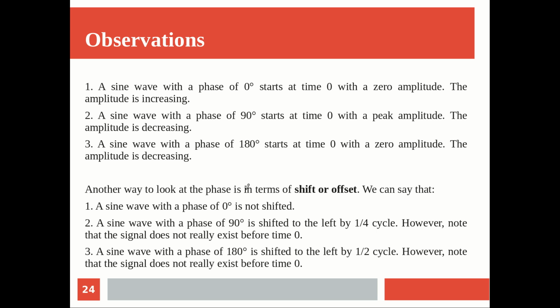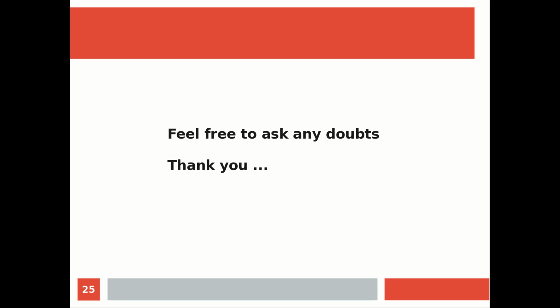Another way to look at the phase is in terms of shift or offset value. You have to be familiar with the terminology, in case they ask some problems. A sine wave with 0 degrees is not shifted at all, right? And we already saw that for a 90 degree shift, 1/4 of the cycle is shifted. 180 degree shift means half of the cycle is shifted. Similarly, 270 means 3/4 of the total cycle is shifted. But mainly we are looking at the 0 degree, 90 degree and 180 degree phase shifts. So with this I am winding up this part.